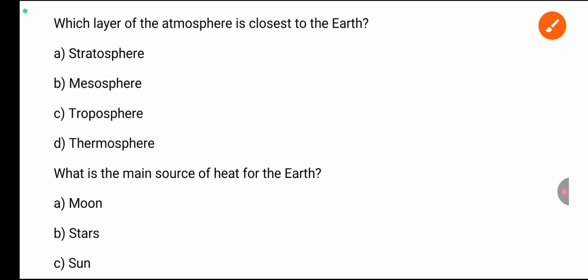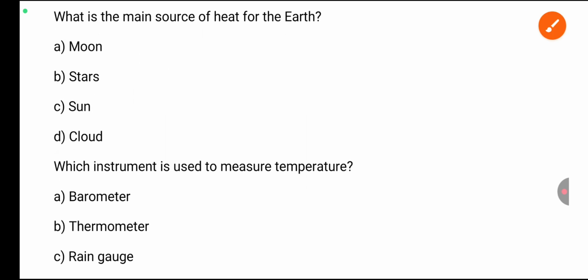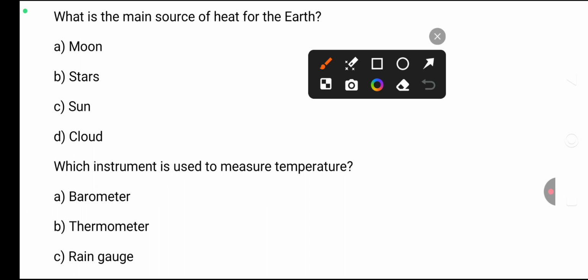Now moving on to question number 3. What is the main source of heat for the earth? Option A moon, option B star, option C sun, option D cloud. The answer will be C. The sun is the main source of heat for the earth.